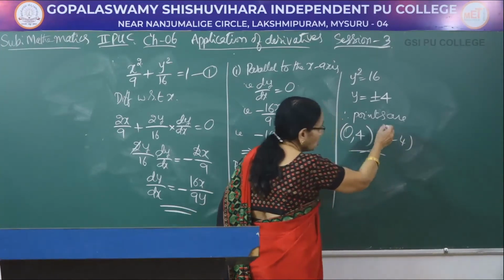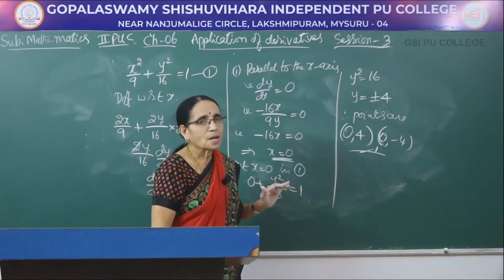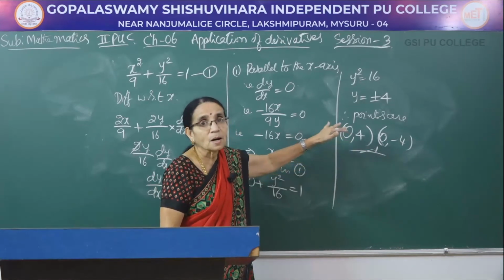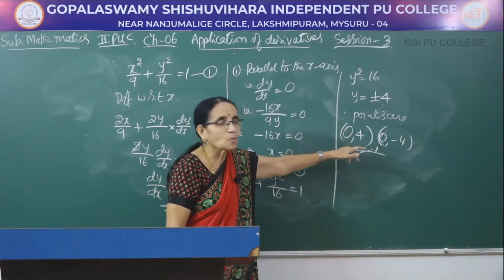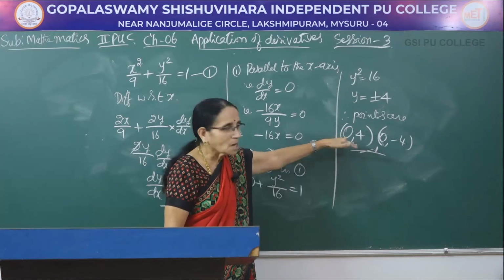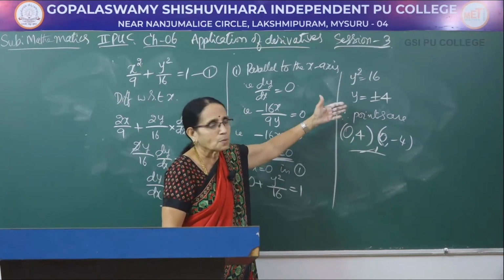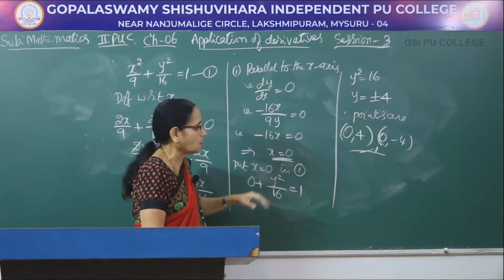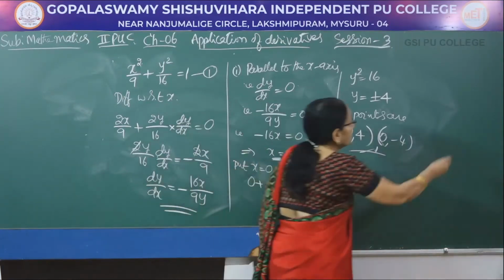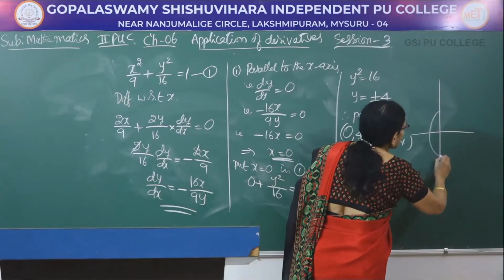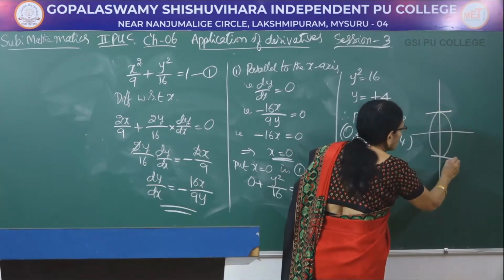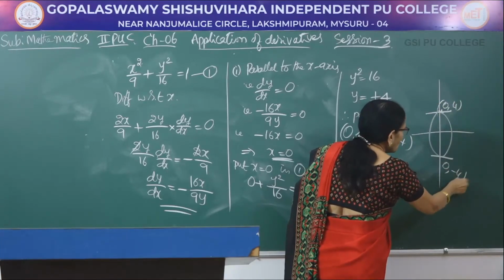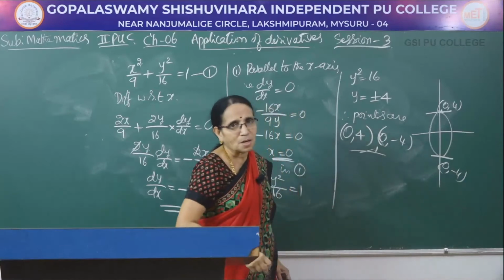0 comma 4 and 0 comma minus 4. See, I draw the figure here. I showed you when the tangents are parallel to the x-axis, the point of contact would be on the y-axis. So the respective x coordinates would be 0. They are at equal distance: 0 comma 4 is the upper part, and 0 comma minus 4 is below the x-axis. So, these are the points. That is what I showed you when I drew the diagram. See, this was the ellipse, and this is 0 comma 4 and this is 0 comma minus 4. That is what we got here.